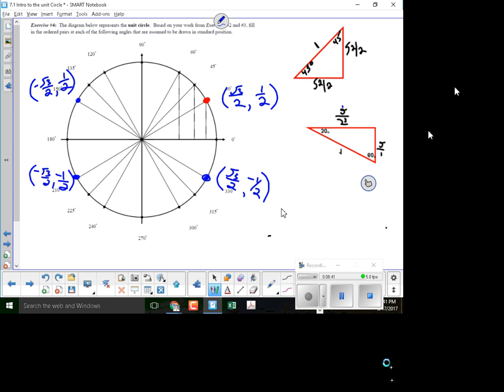So you have to just be careful of the signs, but other than that, you can use that triangle. Does that make sense?